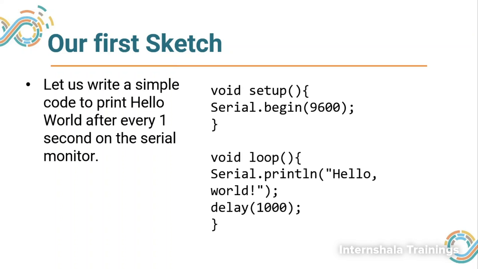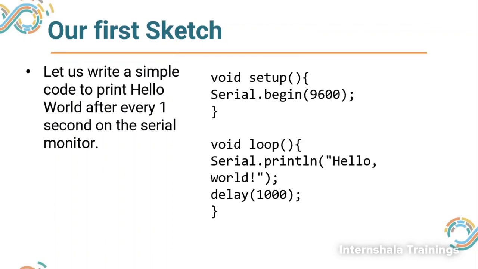In the loop function we say Serial.print Hello World, delay of 1 second. 1 second means 1000 milliseconds. That will keep on repeating. So this is our simple program. We are printing Hello World on the serial monitor after every 1 second.